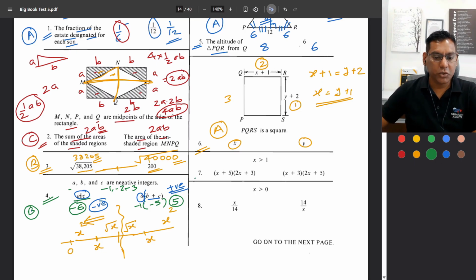You can also verify it by taking some numbers. Question 7, x is greater than 1. All right, so I'll take x as 2, and I multiply these numbers.